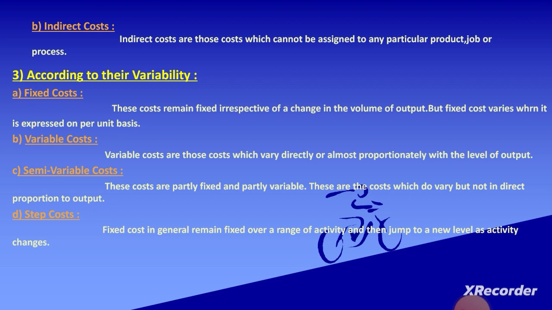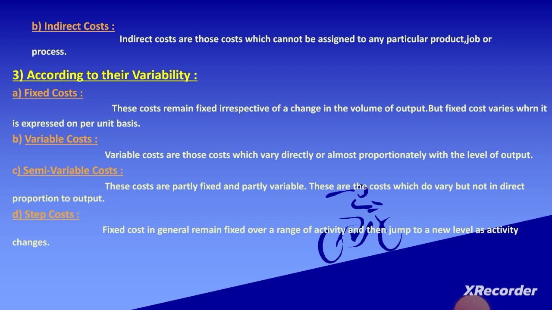In this, the first one is fixed cost. These costs remain fixed irrespective of a change in the volume of output, but fixed cost varies when it is expressed on a per unit basis. For example, where the production capacity of a plant is 10,000 units, if we produce 1,000 units or 10,000 units of a particular product during a particular period, the rent of the factory building or the salary of the production manager will remain the same. If we want to produce more than 10,000 units, then fixed cost will also change.